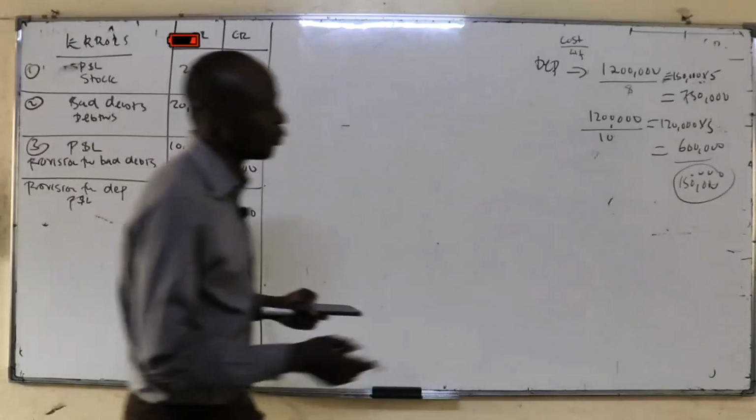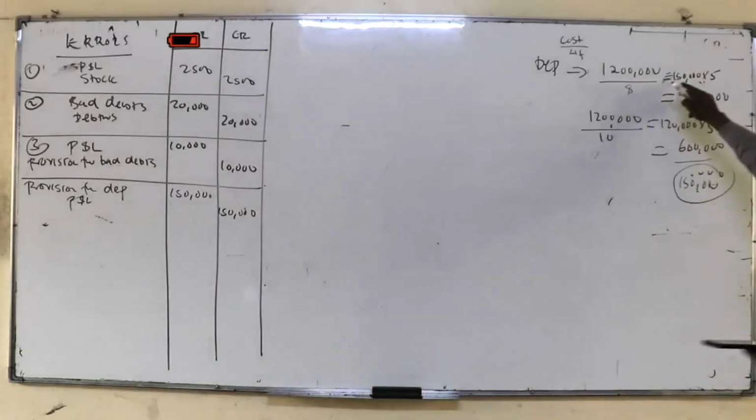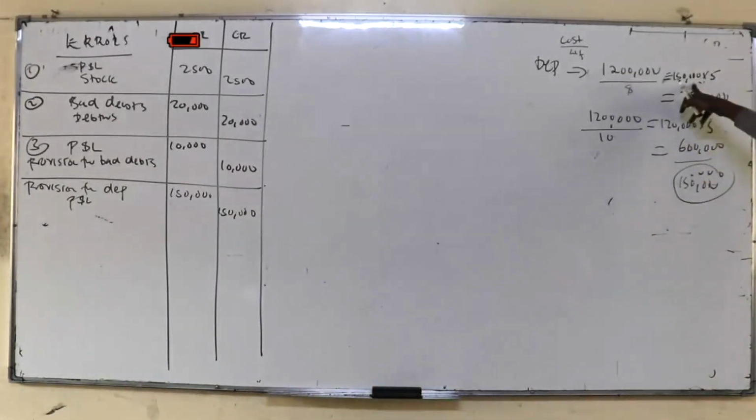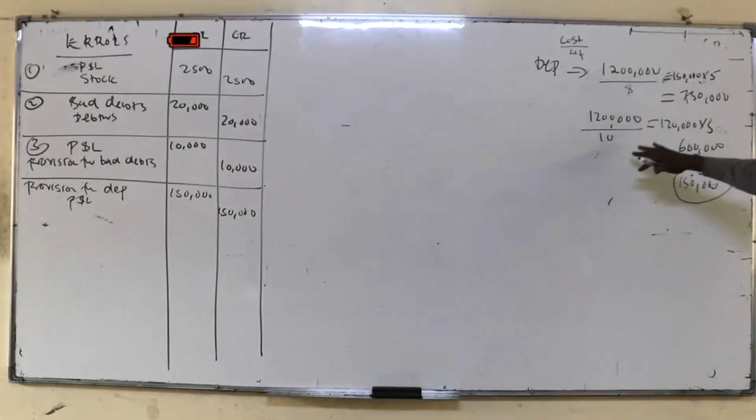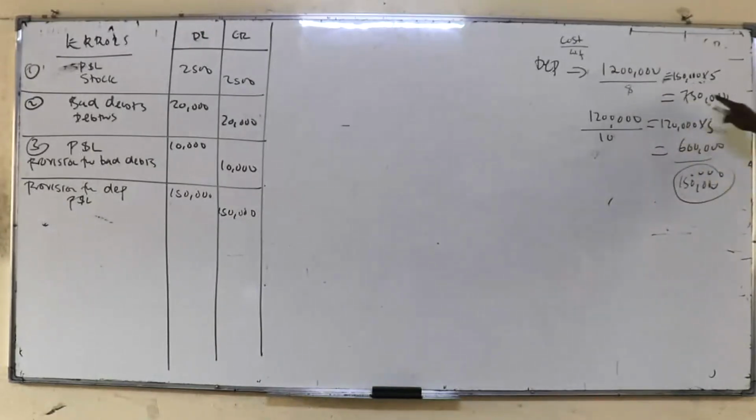Sasa watu kulingana na wao depreciation ilikuwa inafaa ikuwe 150,000 kwa kila mwaka initially, lakini sasa wakaita expert wakamwambia hapana, hii mashine inafaa ikuwe miaka ngapi? 10. So walikuwa nafaa provide ngapi? 120. So wame over provide na ngapi? Excess na ngapi? 150. So tunarudisha hii pesa.